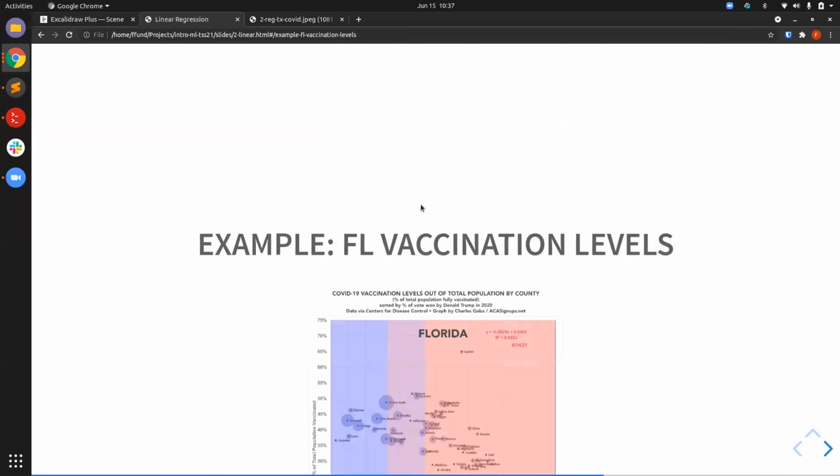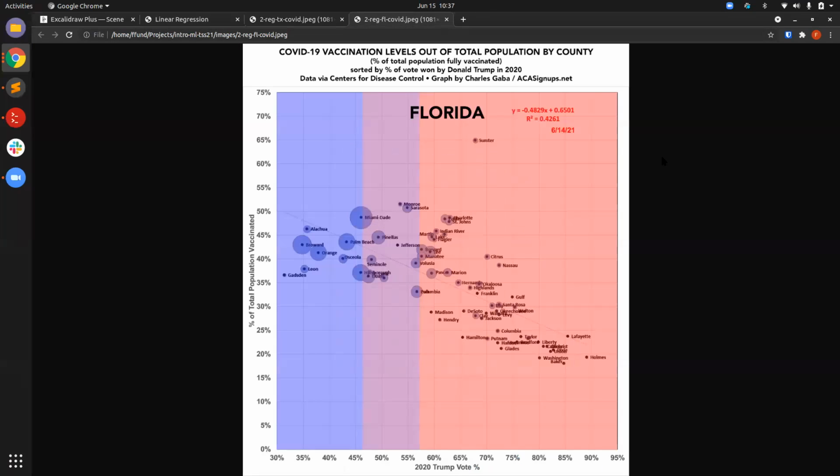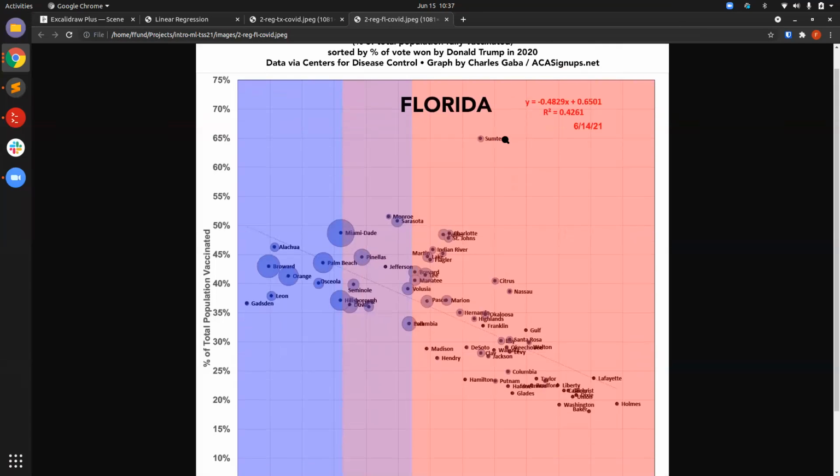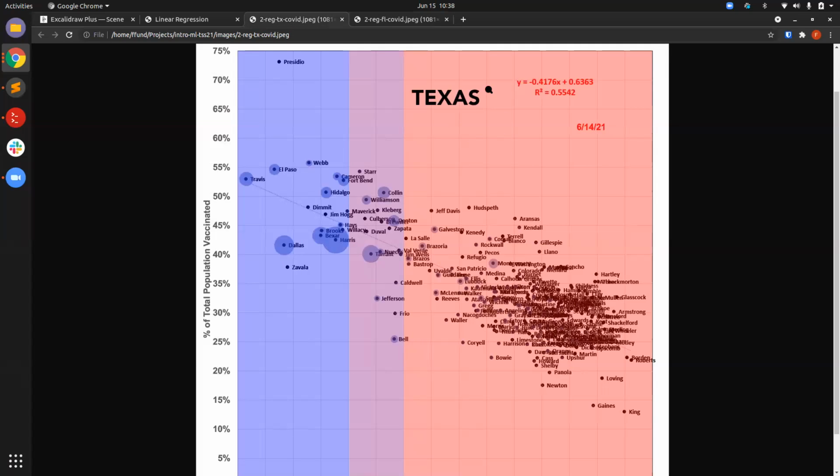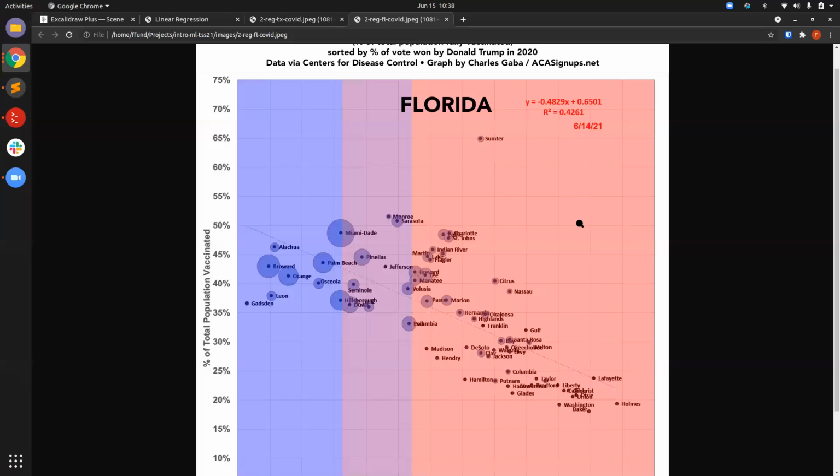Let's look at another state. Okay, so this is the same data, but for Florida. Here, R squared is 0.42. What does that tell us? So for Texas, R squared was 0.55. For Florida, it's 0.4261. What does that mean? Okay, so this means that our linear model on vote share explains less of the variance in vaccination level in Florida than it did in Texas.